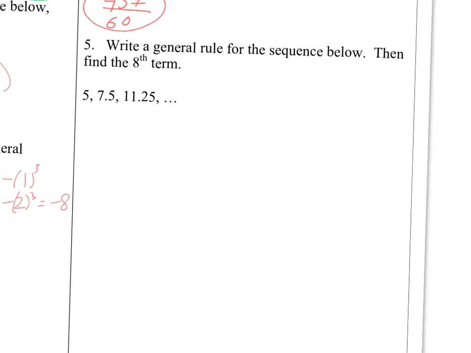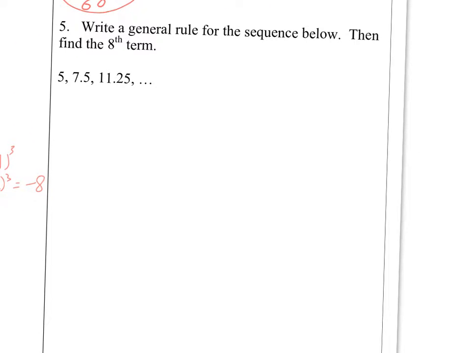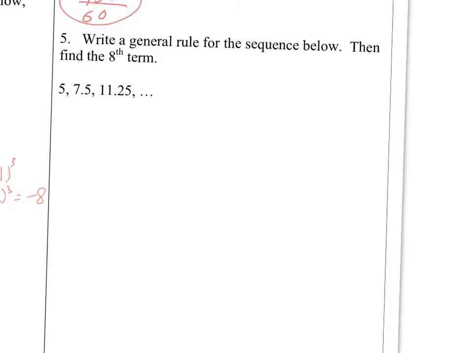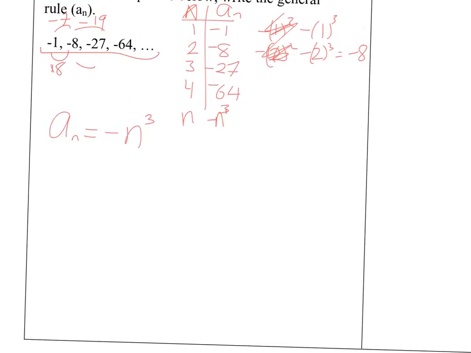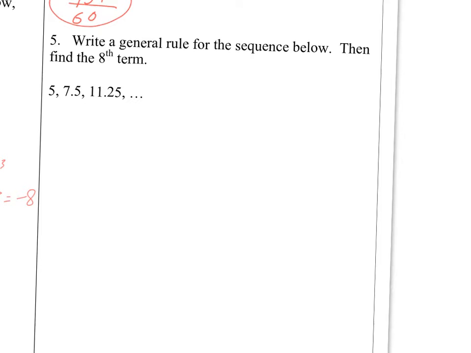Okie dokie. Moving on, we've got to find a general rule for the sequence below, and then find the eighth term. I think I skipped one. Oh, maybe not. Nope. So I'm going to look at what's going on here. That's plus 2.5. And then plus, oh, that's not 2.5 again. So this is not arithmetic. That's times 1.5. And I would bet my bottom dollar that this is also times 1.5. So that means that my common ratio is 1.5.